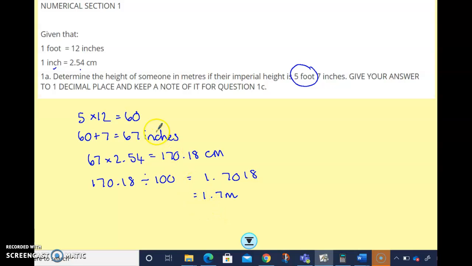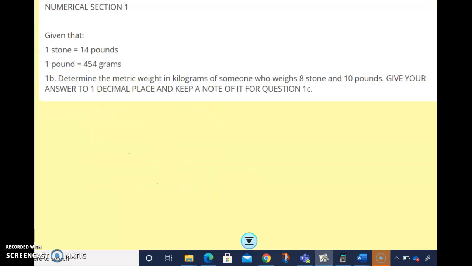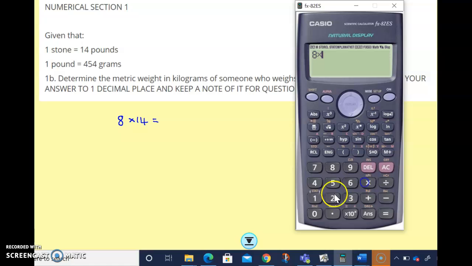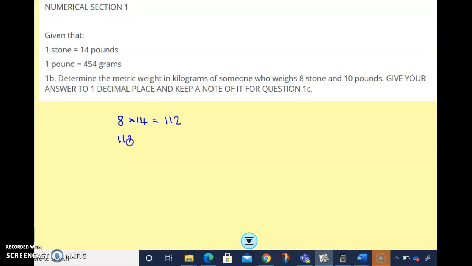Okay, question 2 is very similar. Instead of height this time, we're looking at weight. Told that 1 stone is 14 pounds, 1 pound is 454 grams. So this person weighs 8 stone, 10 pounds. We're going to start with our 8 stone, times it by 14 to get it into pounds, which is 112. An extra 10 to add on, it's 122 pounds. We're going to go from pounds to grams by timesing by 454.